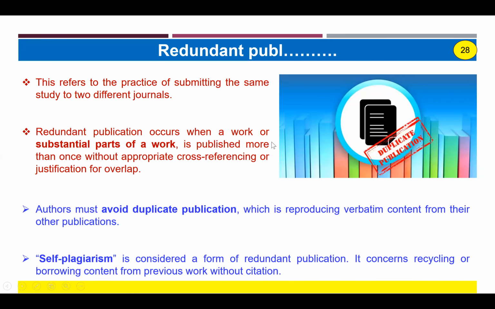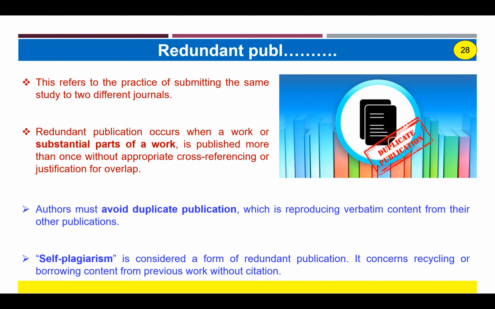So redundant publication basically refers to the practice of submitting the same study to two different journals, or even more journals, when you are publishing more or less the same work. You have done some research, and then when you try to pursue a different place, you change the content a little bit. That comes under the consideration of redundant publication.